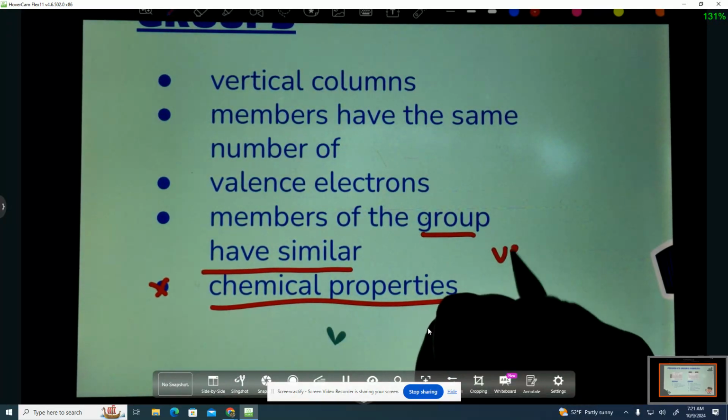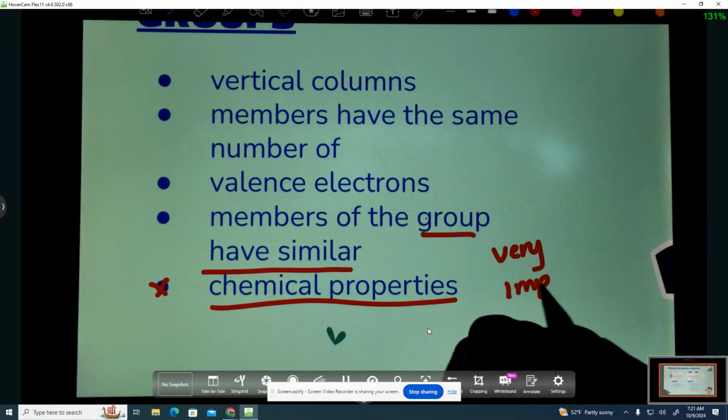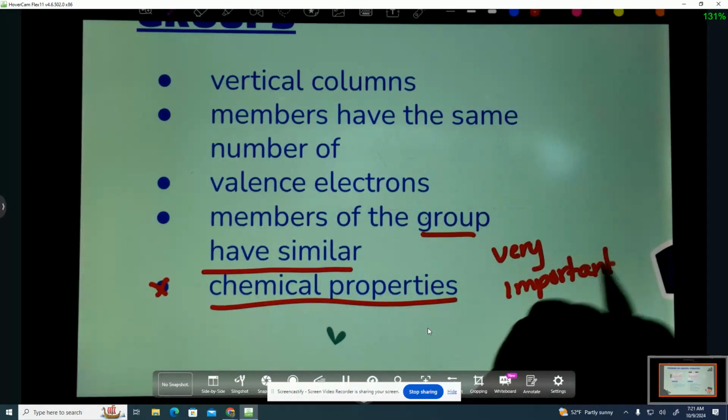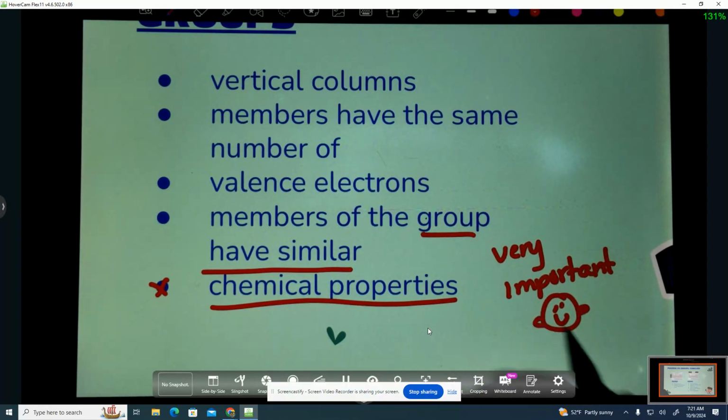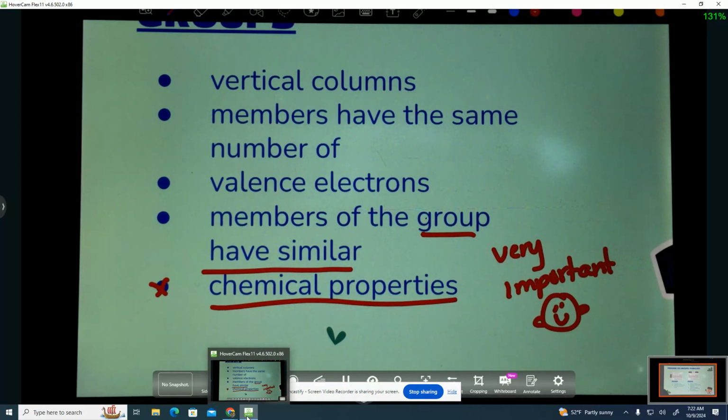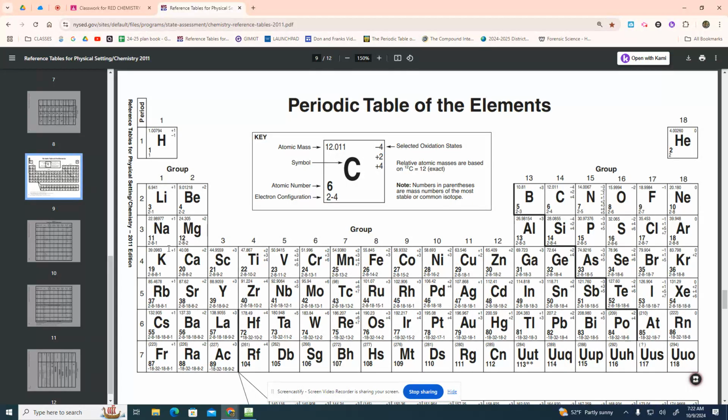Okay, this is very important, because a lot of times the question will be, which of the following elements have similar chemical properties? What are you going to be looking for? They're going to be in the same vertical column. We know that they have the same number of valence electrons. They also have similar chemical properties.